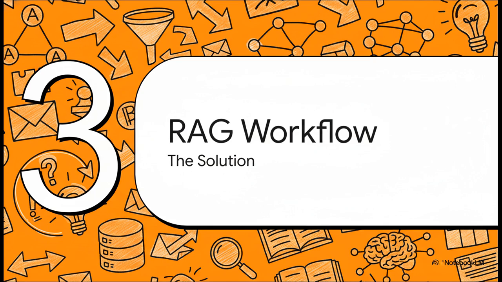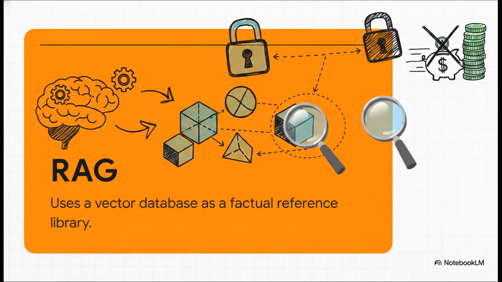Let's pivot from the math to the actual product application. Welcome to Section 3, Understanding the RAG Workflow. This right here is how we stop AI from just making things up. If you're managing an AI product, Retrieval Augmented Generation, or RAG, is about to be your best friend.